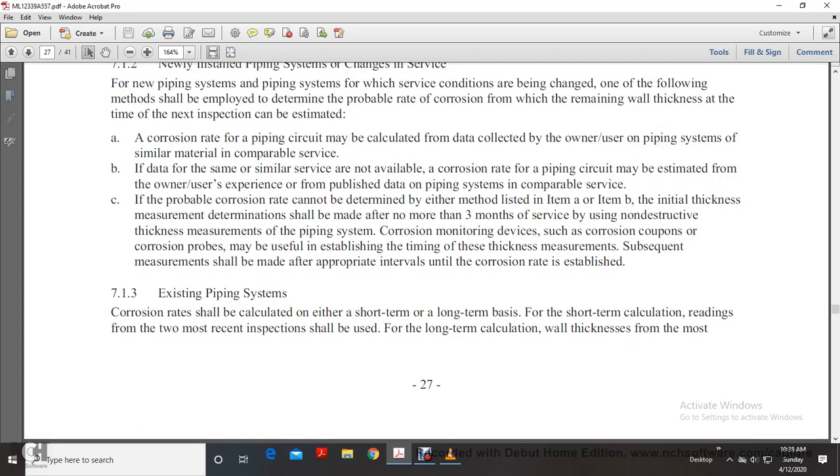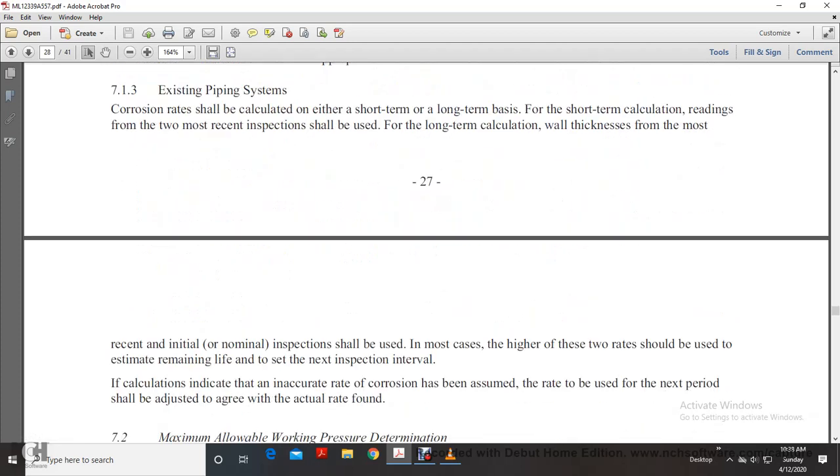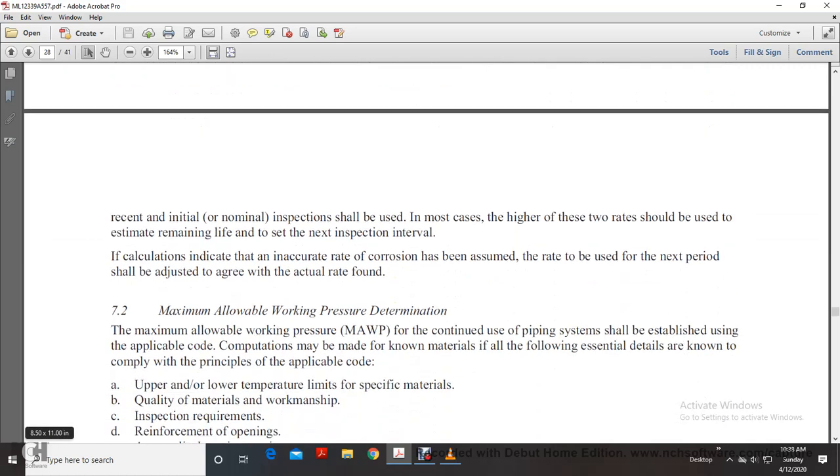7.1.3, existing piping. The corrosion rate should be calculated on either a short-term or long-term basis. For the short-term calculation, the two most recent inspections should be used. For the long-term calculation, the thickness from the most recent initial and nominal inspection should be used. The higher of the two rates should be used in estimating remaining life and setting the next inspection interval. If the calculation indicates that an inaccurate corrosion rate has been assumed, the rate should be adjusted to agree with the actual rate found.